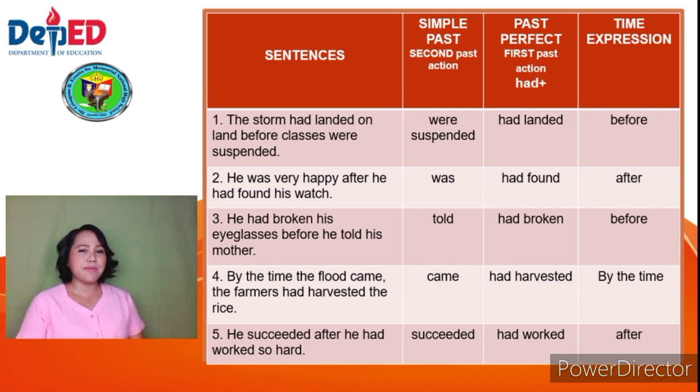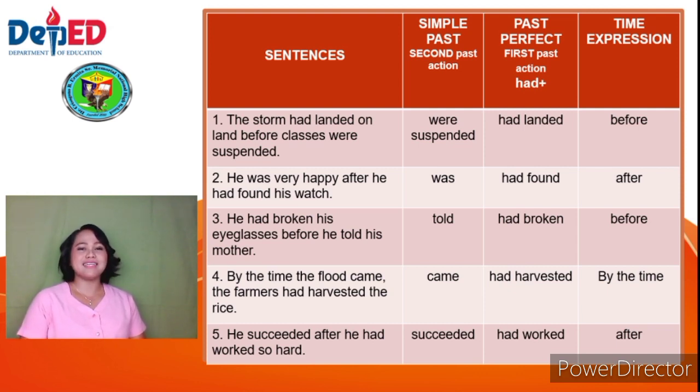Number 2. He was very happy after he had found his watch. The time expression we have here in the second sentence is after, and the first past action that we have is had found, and the second past action, which is the simple past, is was. Number 3. He had broken his eyeglasses before he told his mother. We have the time expression before, had broken as past perfect, which is the first past action, and we have told as the second past action or the simple past.